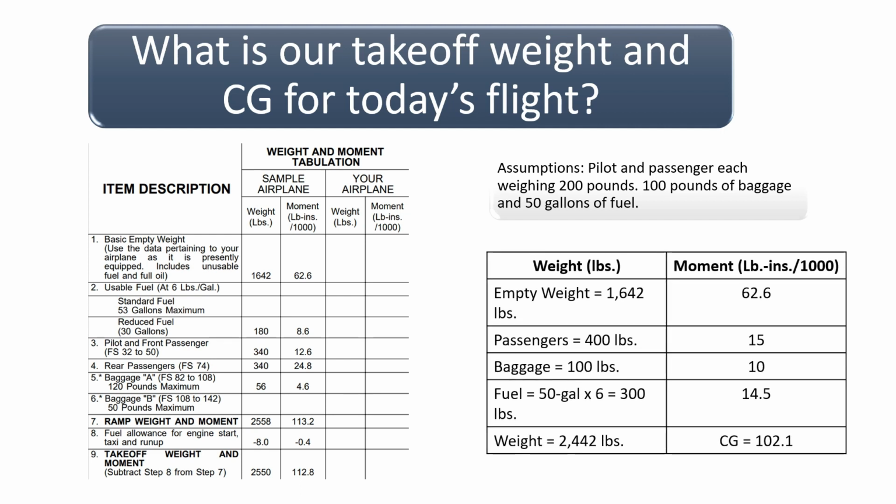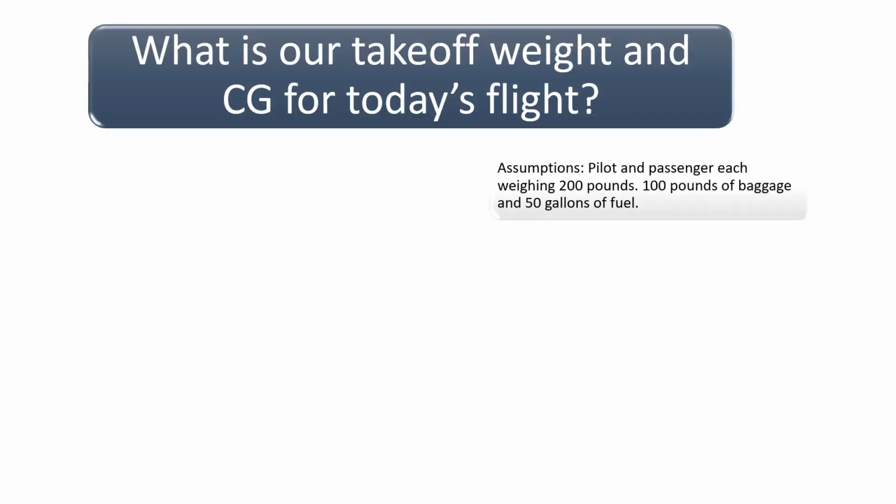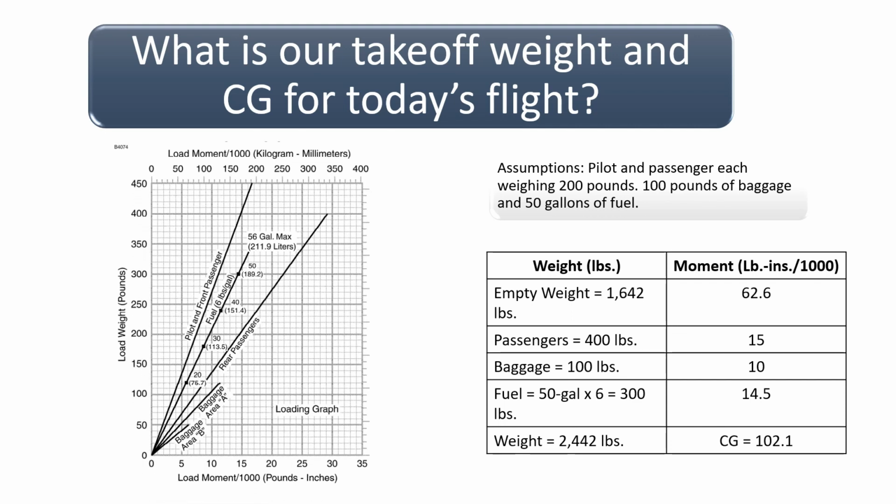To calculate the moments for each item, we use the chart on the left, which is found in the pilot's operating handbook. Start with the pilot and passenger with a combined weight of 400 pounds. Draw a line over from the left of the chart until you intersect the line that says pilot and front passengers. Then draw the line down until it intersects the bottom of the chart. You can see the moment for two occupants at 400 pounds is 15. Then just do the same thing for each of the corresponding weights to find the moment. Then add up the weights and moments to find the total aircraft weight and center of gravity.